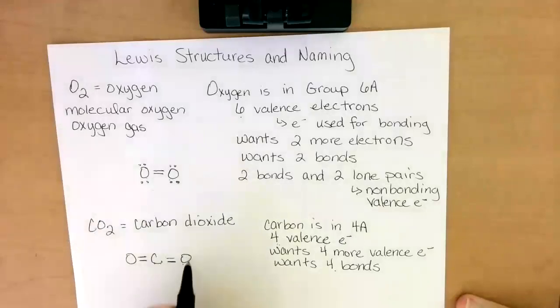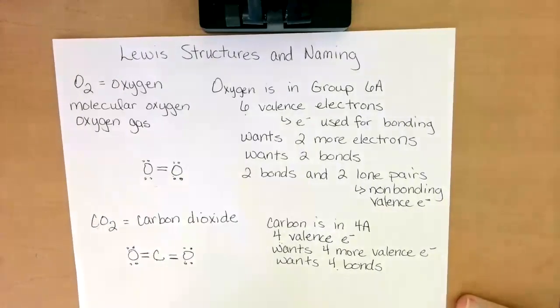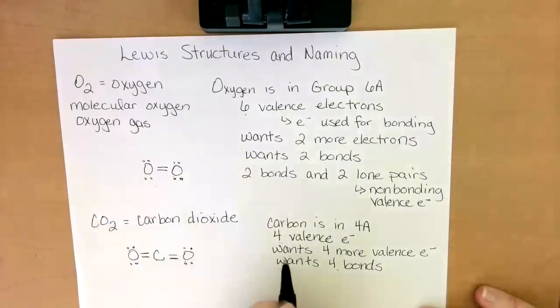The oxygens, however, have only used 2 of their 6 valence electrons, so I will draw in the other 4. There they are again with 2 bonds and 2 lone pairs, and carbon is extremely happy with his 4 bonds and no lone pairs.